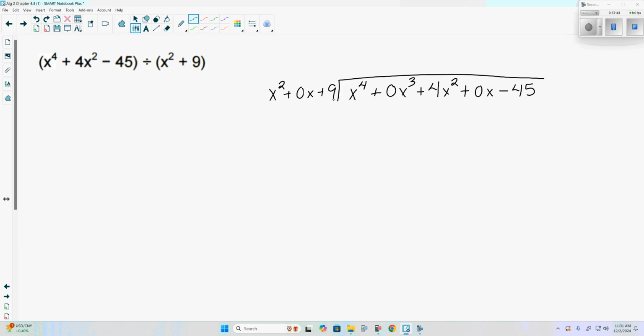So on the inside, we do have the x to the 4th, but we don't have our x cubed, so we have to add it back in as 0x cubed. We have our x squared, so plus 4x squared. Don't have x, plus 0x, minus 45.